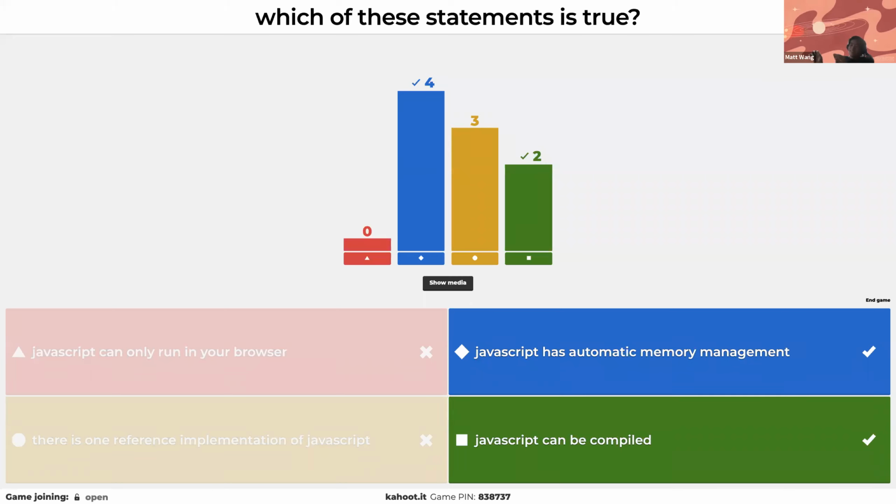Okay, this one was kind of hard, but I'm glad that most of us got most of the stuff. So automatic memory management, we all got solid. So JavaScript can be compiled. I briefly mentioned this in passing, but it can be. Now you know, don't worry about it. This is tricky. I didn't explain what this meant, which is kind of on me, but it's a Kahoot, so I think it's fine. But I want to talk about this very briefly.